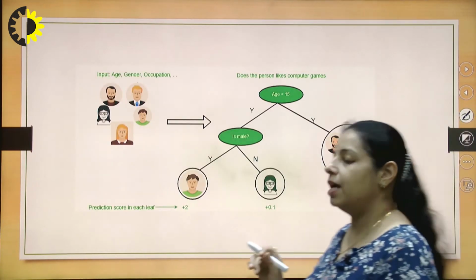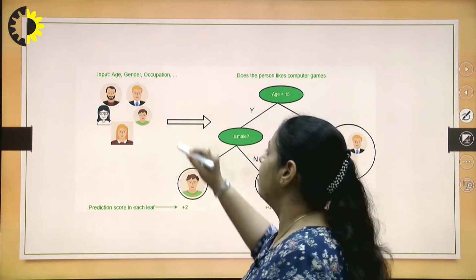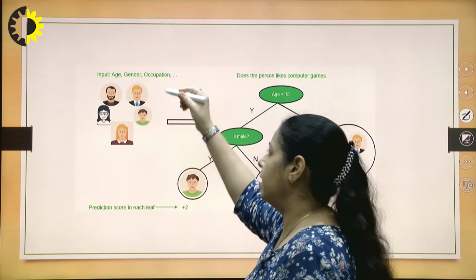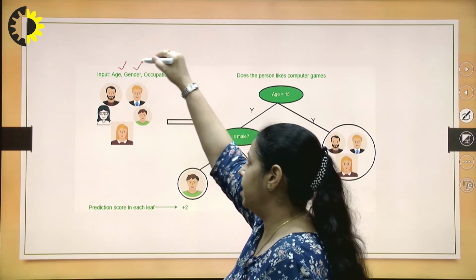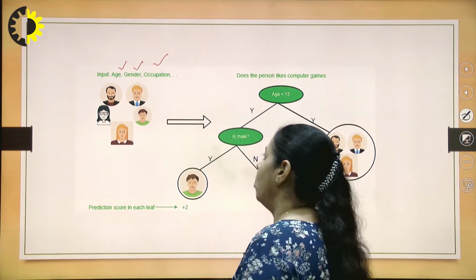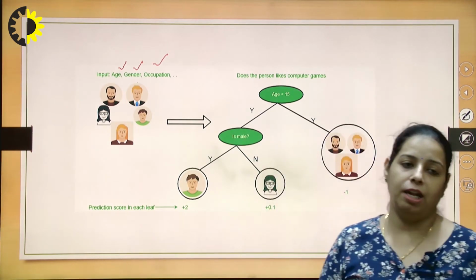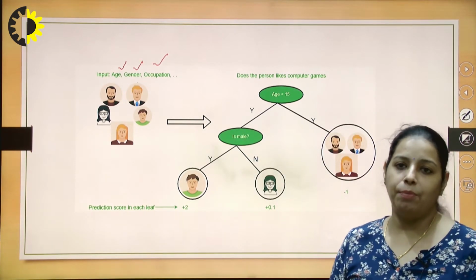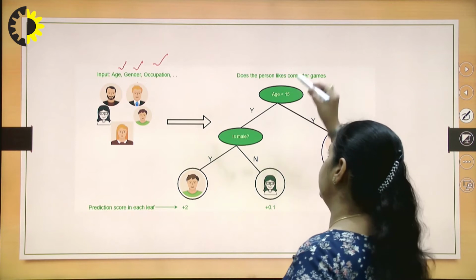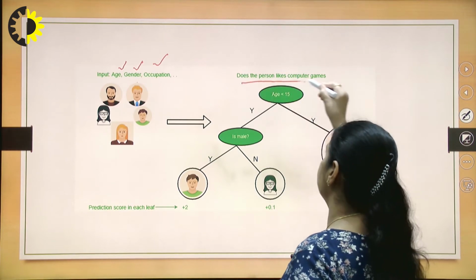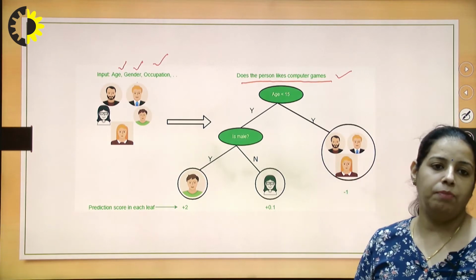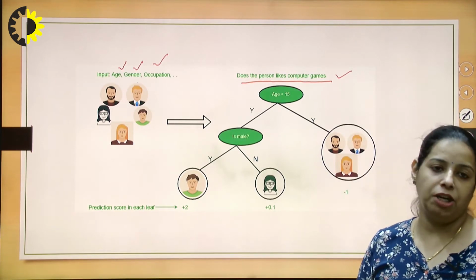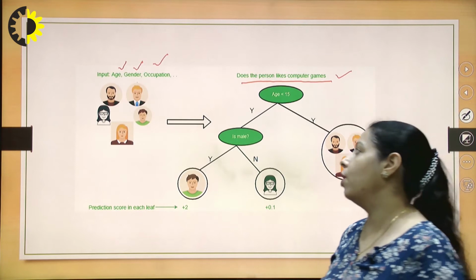Here we can see an example. We have a data set which comprises certain people, and the inputs are given in the form of age, gender and occupation. Now, we want to form a decision tree related to it, and the problem or case scenario is: does the person like computer games or not? This is the problem we want to solve using a decision tree algorithm. So how are we going to solve it?